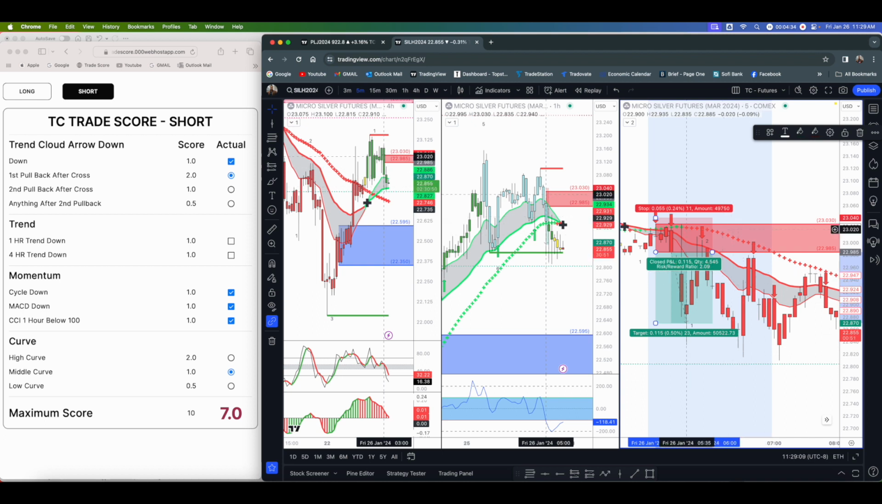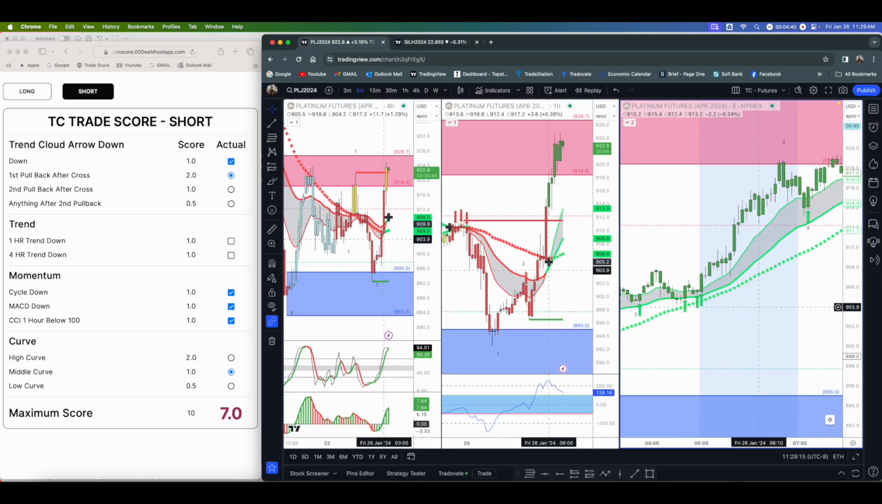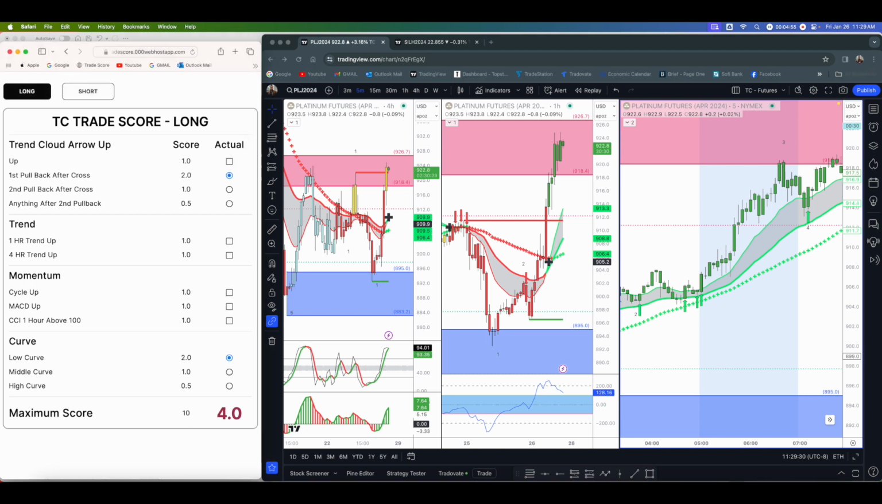On the second trade, I'm going to go over the platinum trade, which also gave me a 2.0. This morning when I came in, again at 5 o'clock, it was an up arrow. So we're going to go on the long side of the trade. We're going to click on the long side, and then we can see the trend.